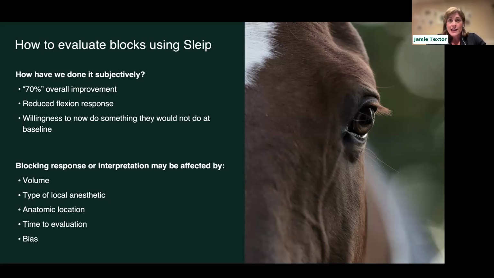And last but certainly not least, the one that I mentioned already, the bias that we all bring with us because we are human, right? So again, we certainly have various things that could influence our perception of whether that block worked or not, least of all our desire to be right, to get on with the lameness exam, to move forward, to move on to the next case, etc. So all those things can affect whether we interpret a block correctly or not.